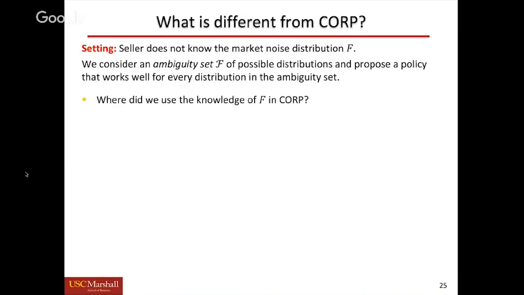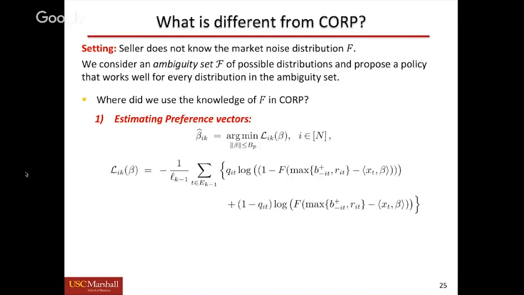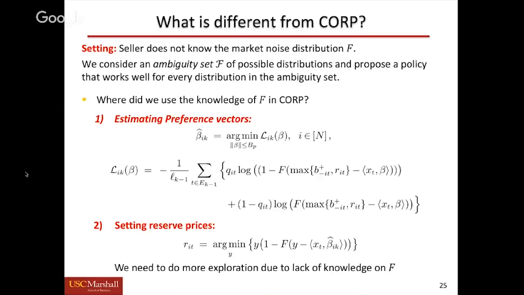Now, what would be different from CORP? Let's see where we use the knowledge of F in the CORP policy. We use it in two parts. Part one was when we were trying to estimate the preference vectors. We were forming this log likelihood function, and of course it depends on F. So we cannot use the log likelihood anymore. The second one was when we were setting the reserve prices. Again, it depends on the distribution F. So let's see what we can do. Since you don't know the distribution of noise F, you need to do more exploration compared to CORP.